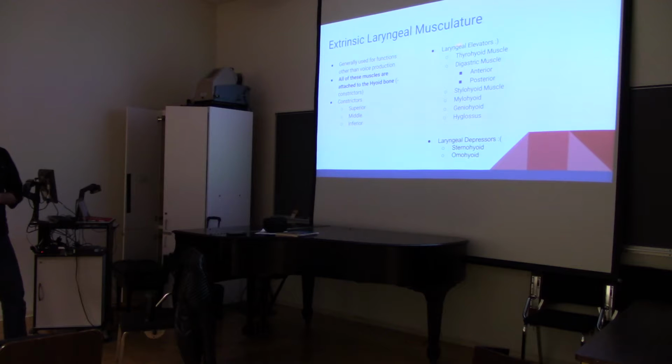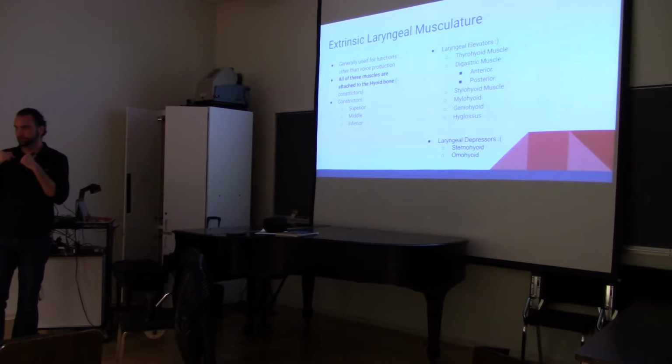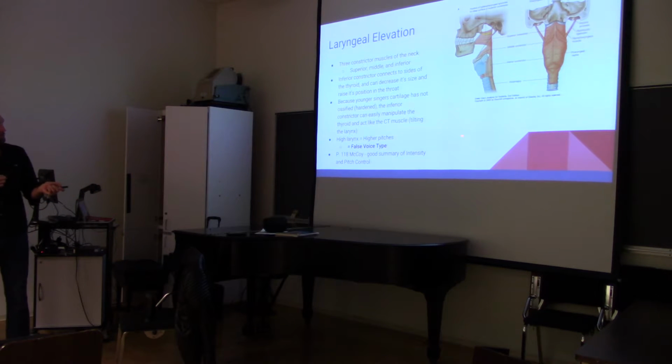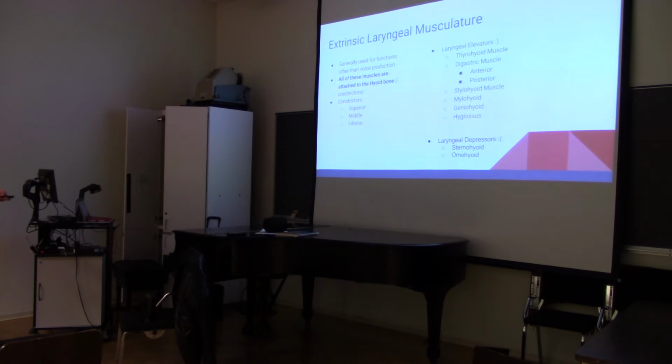Okay. Extrinsic laryngeal musculature. So this is the stuff that's outside your larynx that affects what's inside your larynx. The swallowing muscles we were just talking about are inside the larynx, right in the back here. We're going to talk about the stuff that's attached to the hyoid bone around the jaw and all that kind of stuff.